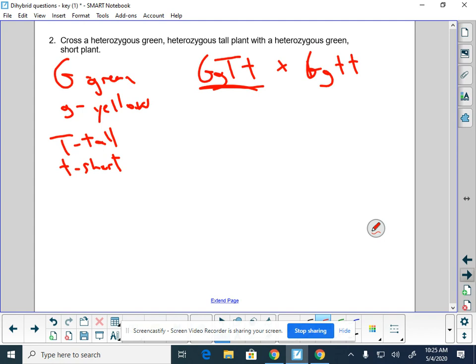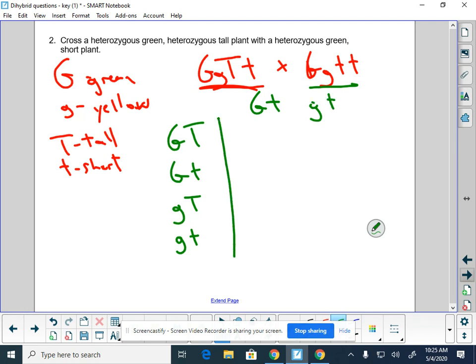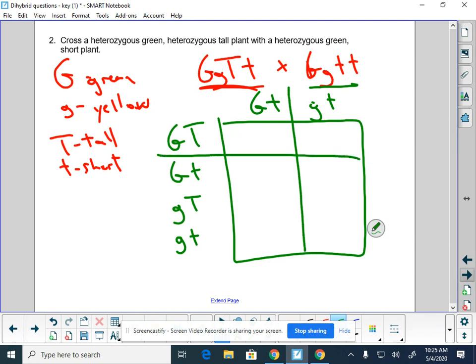So the first parent, gametes you can get: big G, big T. Big G, little t. Little g, big T, little g, little t. 4 possible gametes. That's the most you would ever get, by the way. Other parent, we can have a big G and a little t, and a little g and a little t. So only 2 there. So we got a 4 times 2 box, or an 8 box Punnett square. 4 times 2 equals 8. Now we fertilize. I'll go pretty fast here.